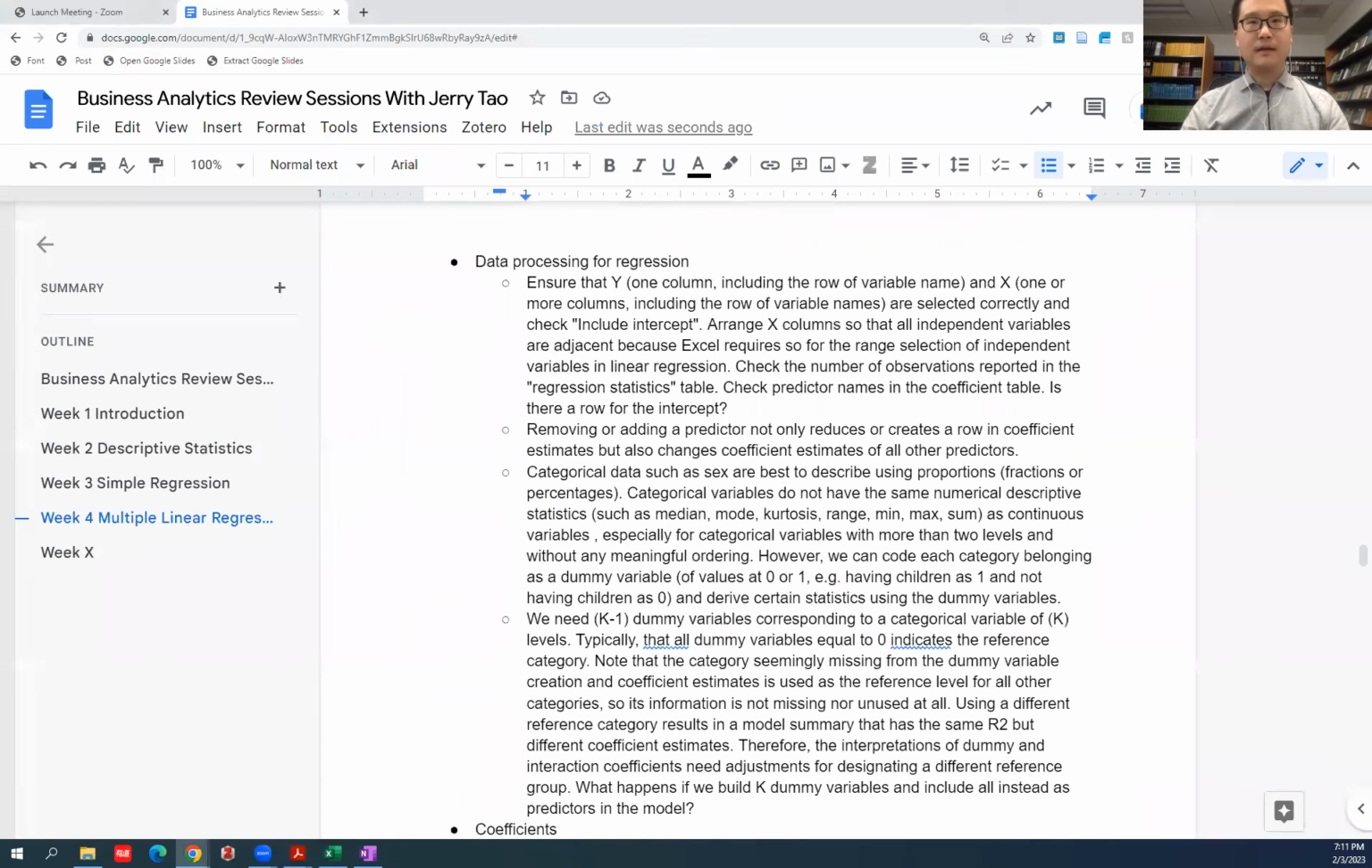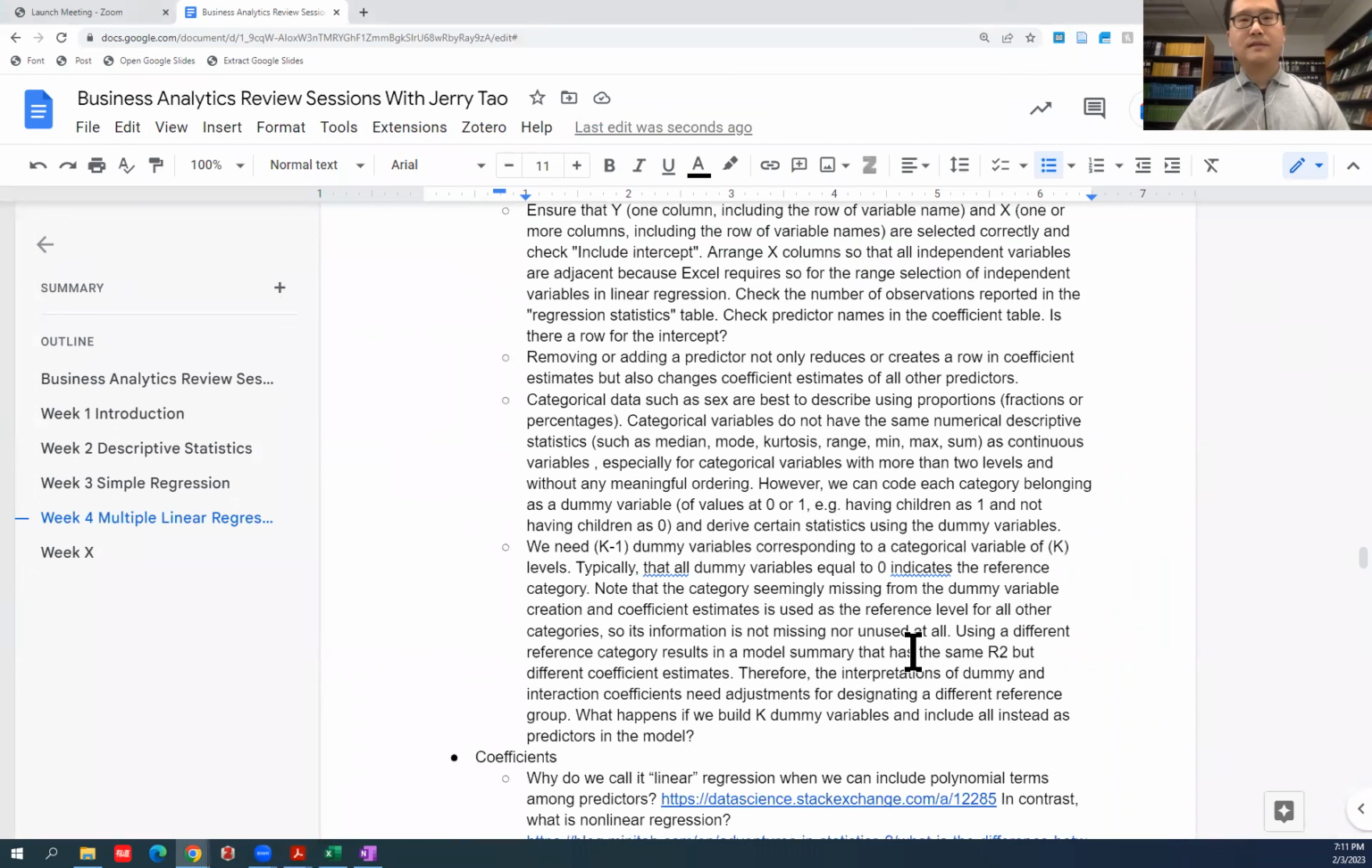Now we will go to the principle that we need to follow to generate certain indicators. Basically, we need to generate k-1 dummy variables corresponding to a categorical variable of k levels.